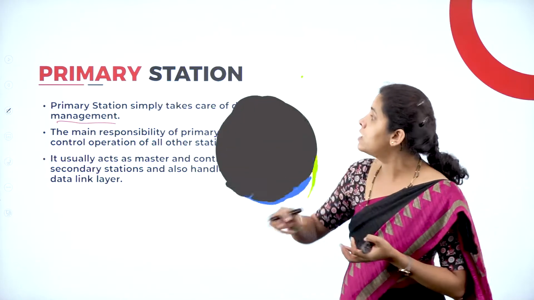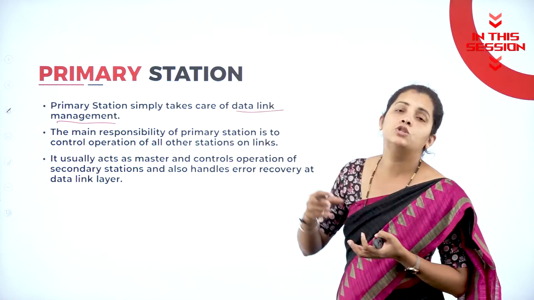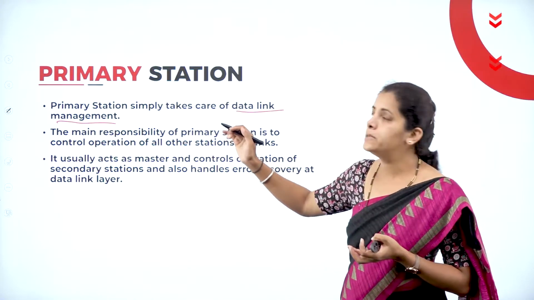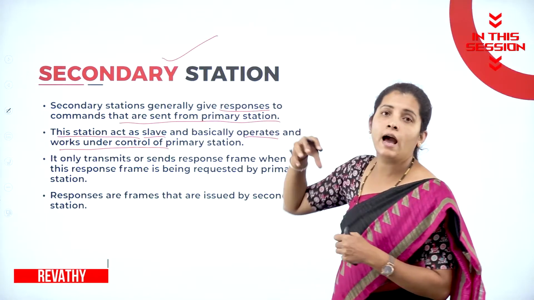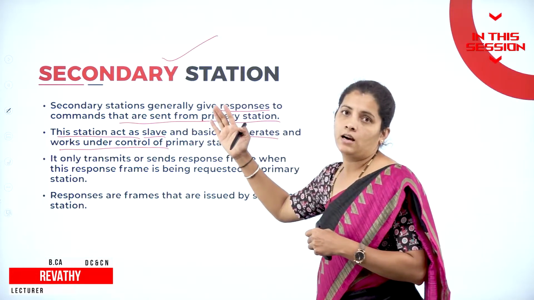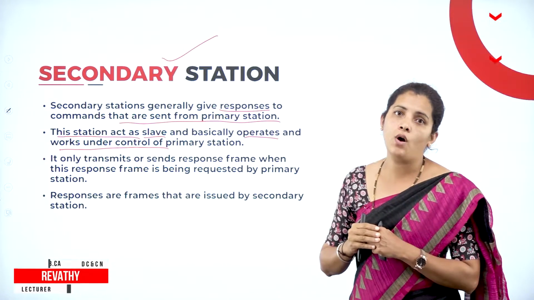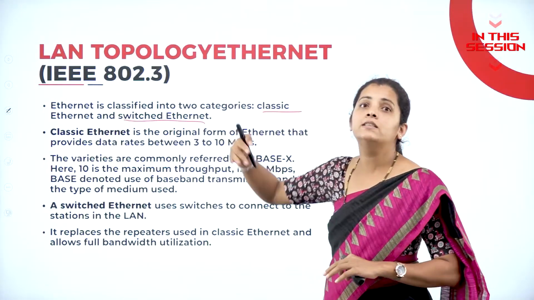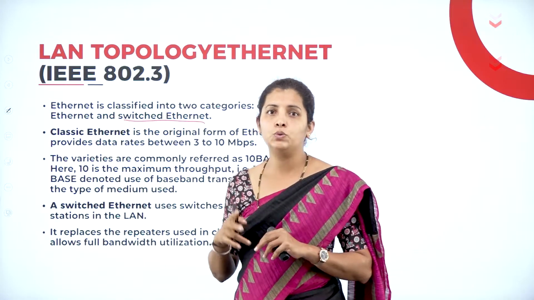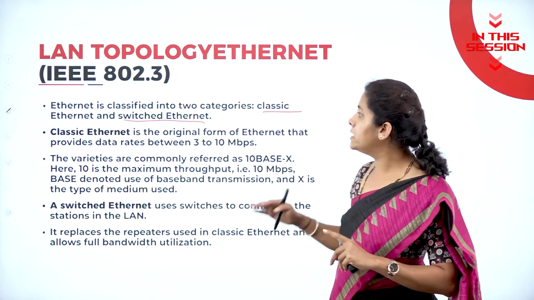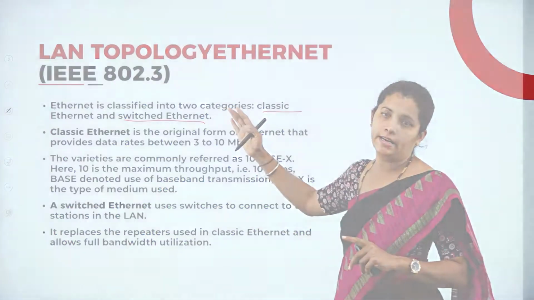The job of the primary station is to take care of data link management. Secondary station acts as slave and it works under the control of primary station. The Ethernet is further classified into two types. One is classic Ethernet and another one is switched Ethernet.